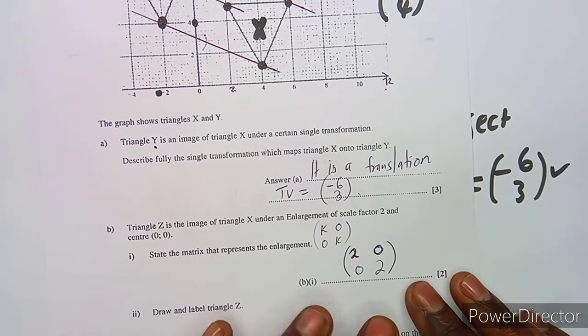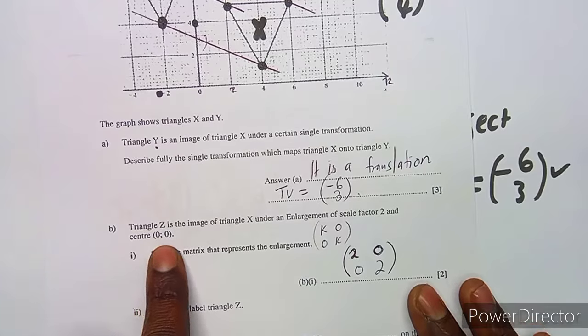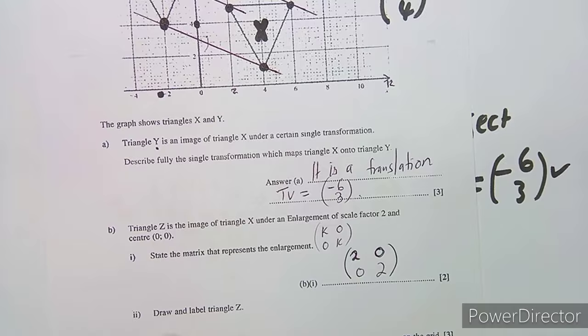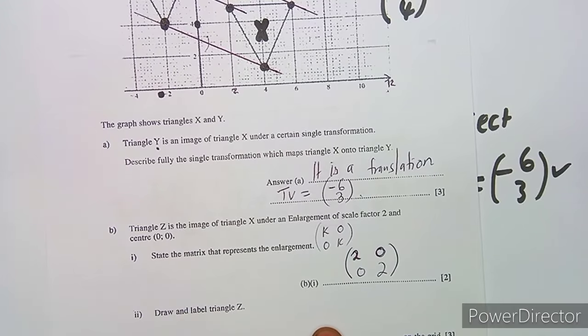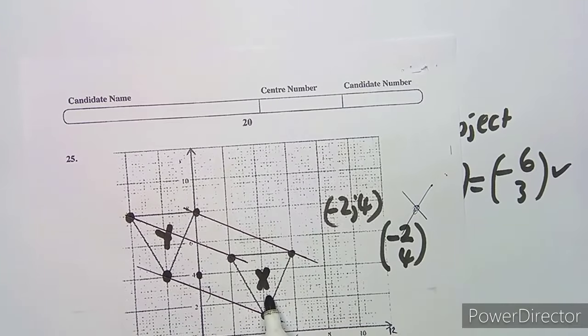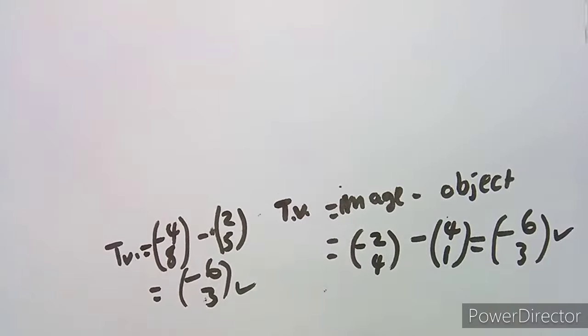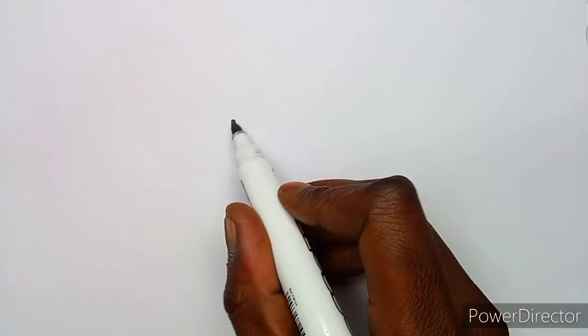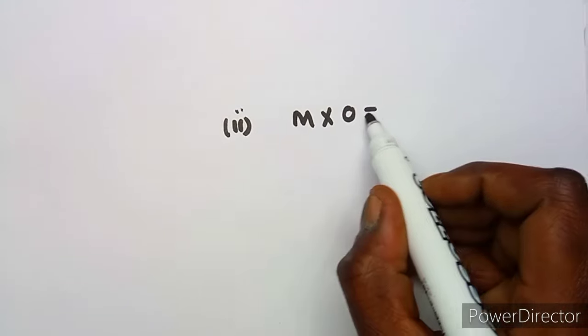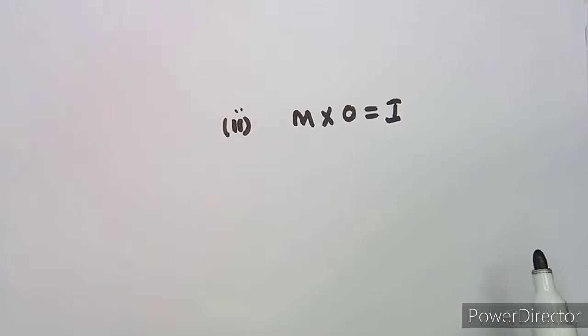So this matrix, I told you, only operates when the center is 0, 0, and truly our center is 0, 0, so it's perfect. Now draw and label triangle Z, which is on the other part. For us to draw, yes, we can apply the concept of enlargement. You can enlarge your triangle X directly, or you can use this concept. Remember, guys, what I told you: when you are given a matrix to find the image, matrix times object must give us the image, provided that the center is 0, 0.